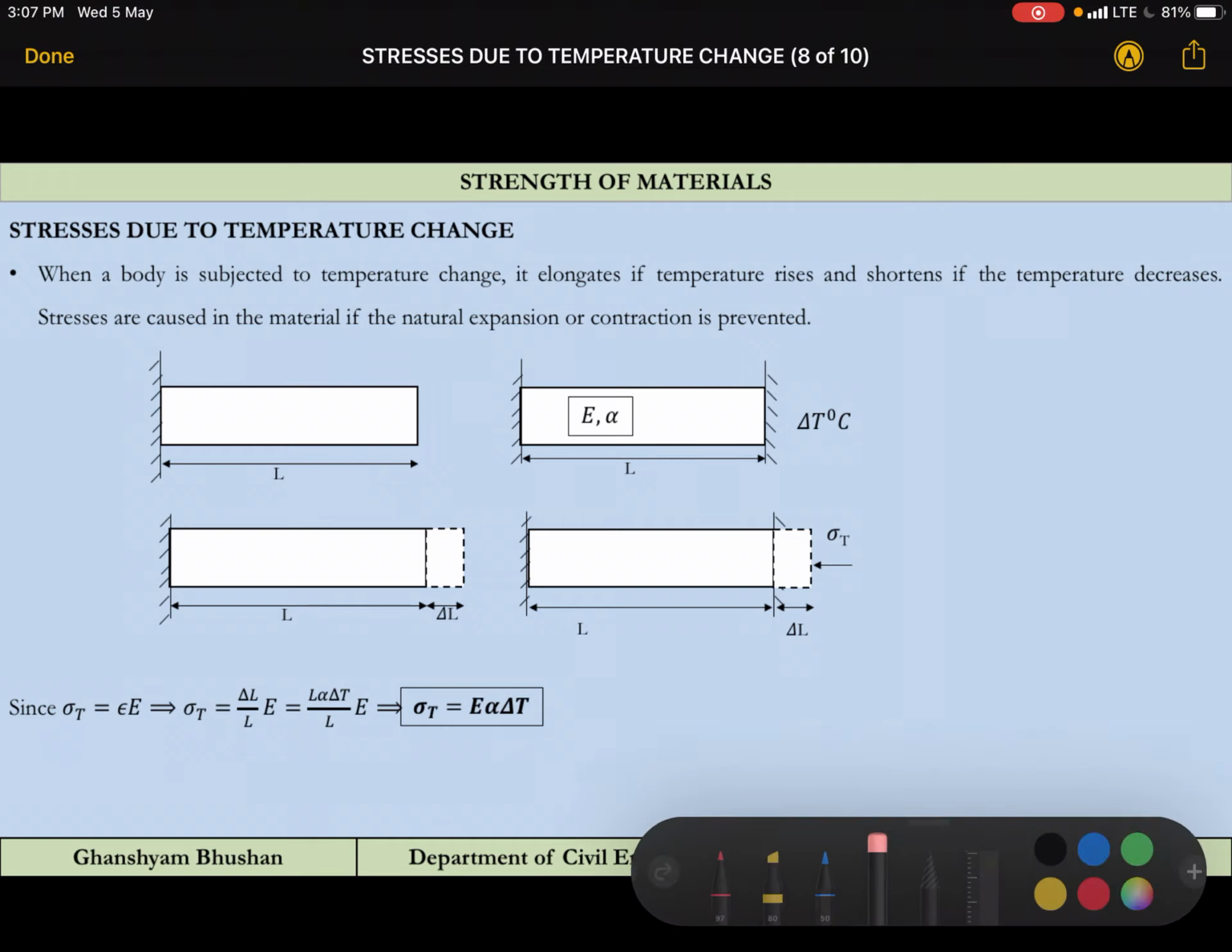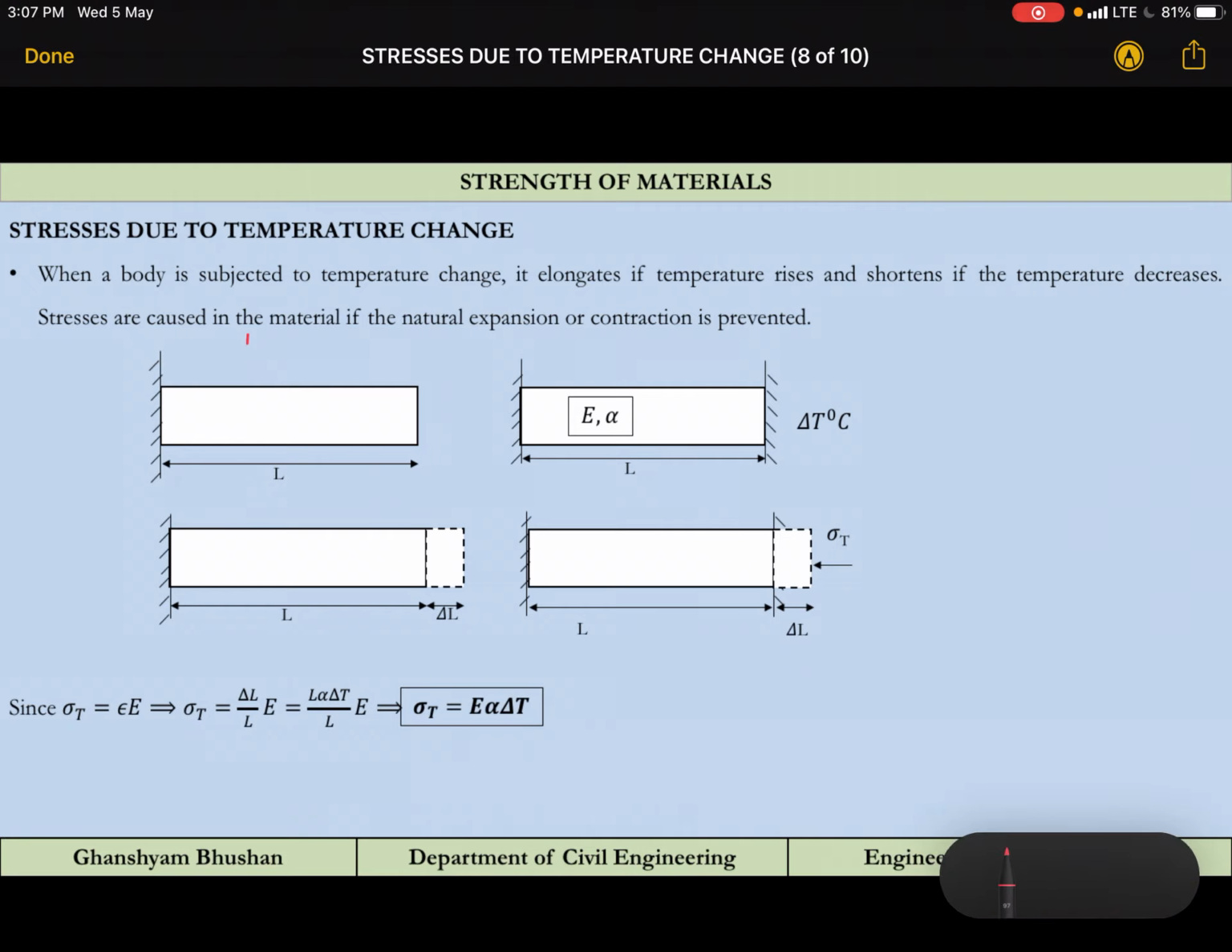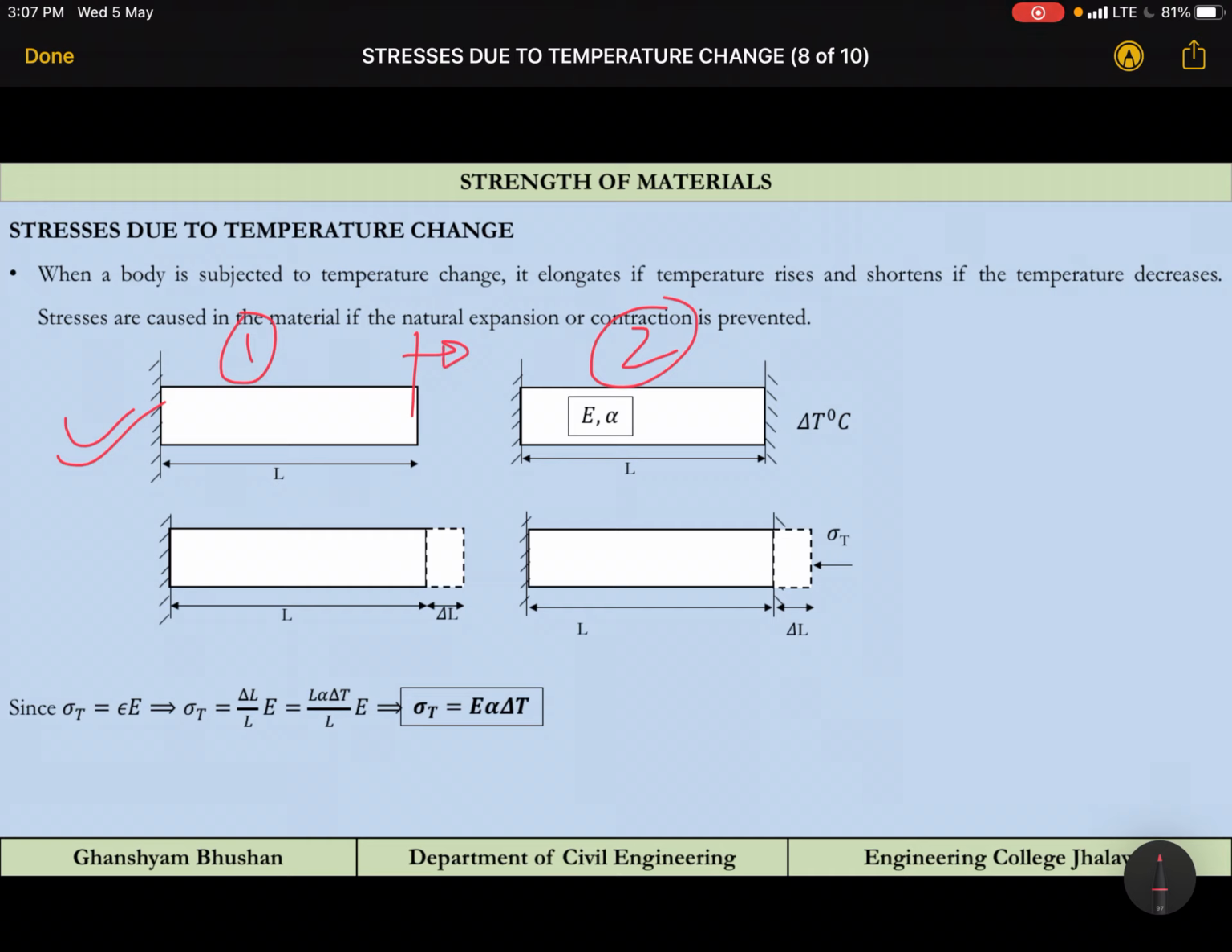Let us see two conditions, first here and second here. How is this different? This is your cantilever beam, so this end is free to expand. If we change the temperature by delta T degrees Celsius, what is going to happen? It will simply deform by an amount delta L, which will be equal to L into alpha into delta T.